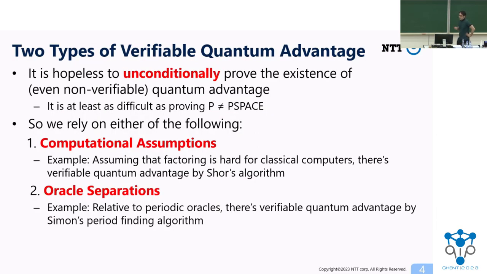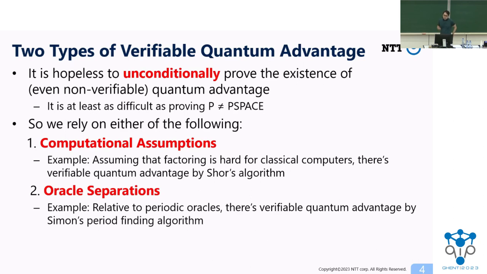So how do we prove verifiable quantum advantage? First, I would like to remark that it is hopeless to unconditionally prove the existence of even non-verifiable quantum advantage. This is because if we could do that, then that automatically implies P not equal to PSPACE, which is a major open problem in complexity theory. So this is very difficult.